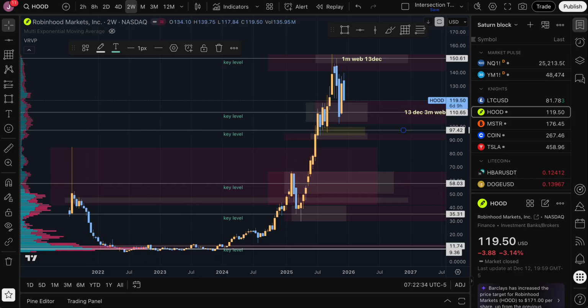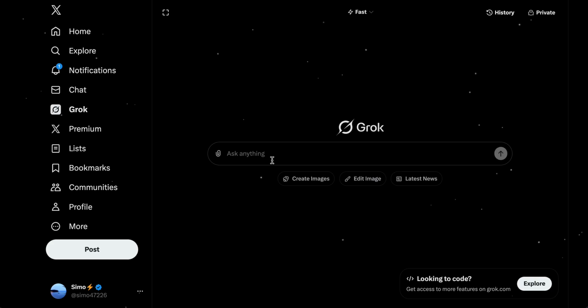And then, as mentioned, we'll go to AI. What are the strongest 6 key levels for Robinhood stock in 50 words in a grid?